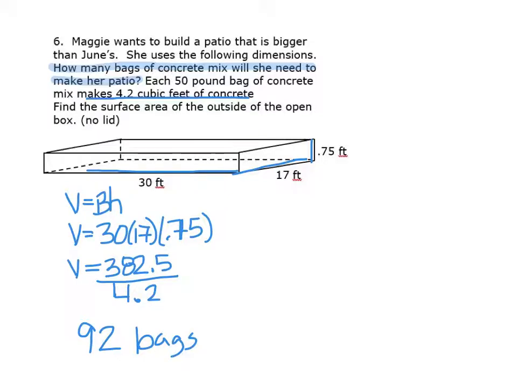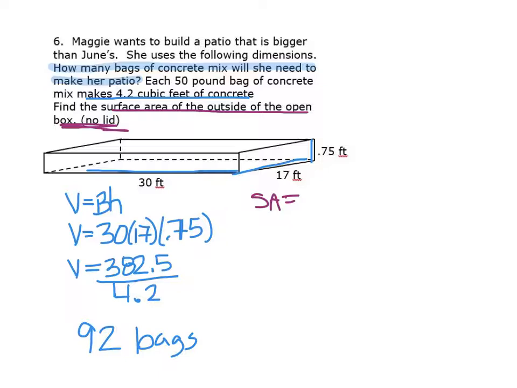The next part of this problem is asking us to find the surface area of the outside of the open box, which means there's no lid. So when we're finding the surface area, we don't want lateral, because lateral just gives us the sides. And we don't want total, because that gives us the whole bottom part as well as the whole top part.